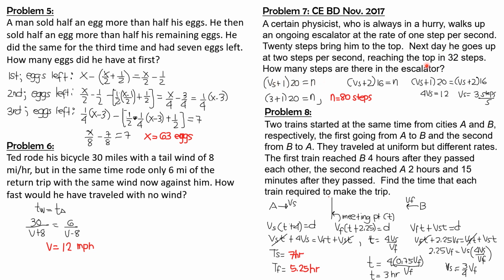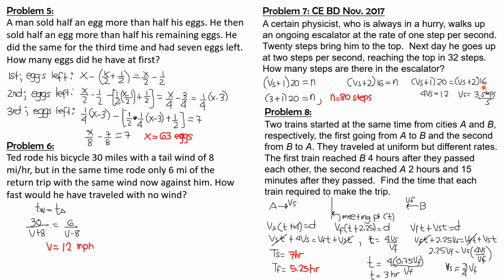In the next day, he goes up at the rate of 2 steps per second, reaching the top in 32 steps. So meaning to say, the time that the physicist reaches the top is 16 seconds. 32 divided by 2 steps per second is 16 seconds. So effective speed v sub s plus 2 times 16 equals n.